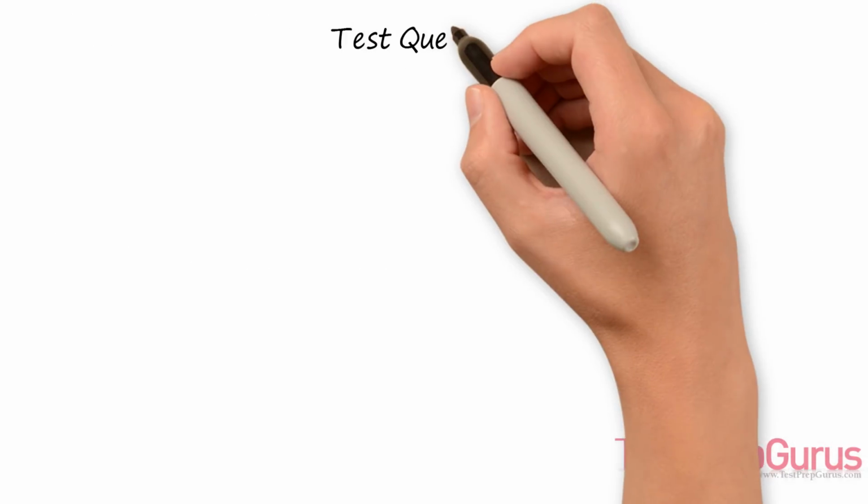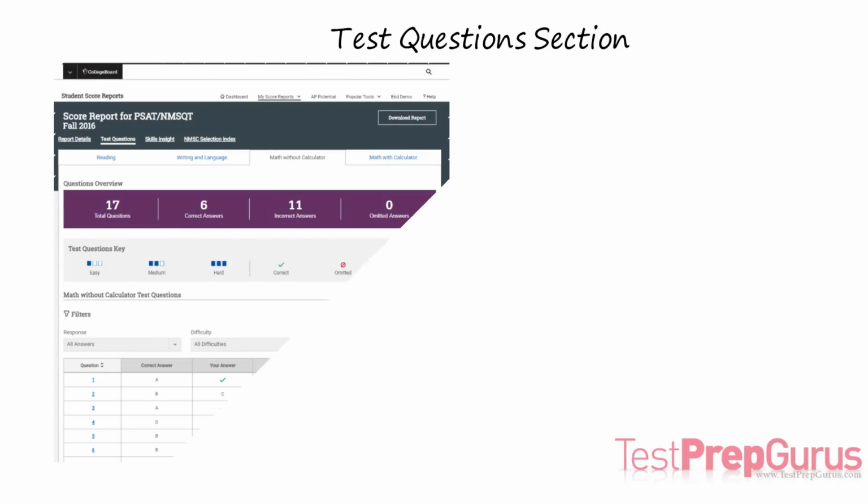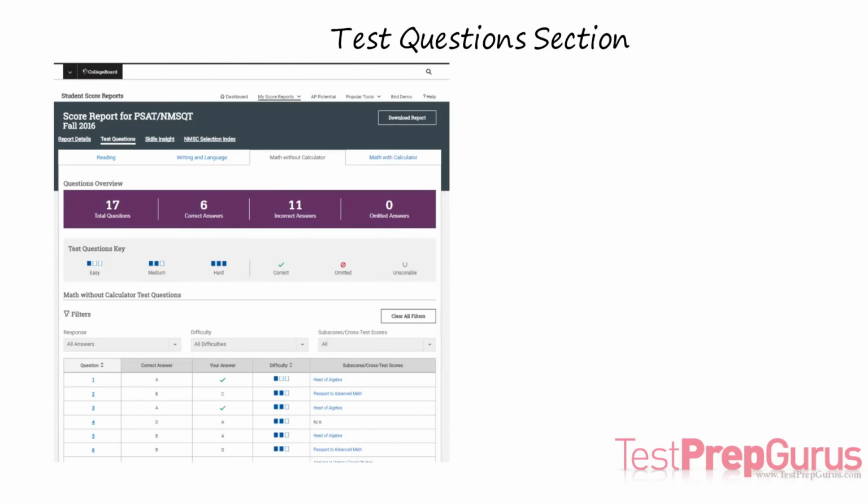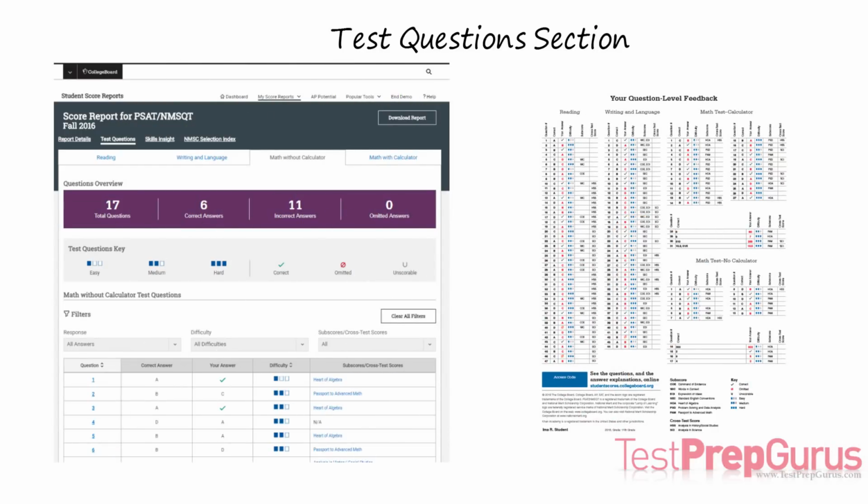Please note that you can only access the test question explanations if you access your report online. The paper version simply directs you to log in online. Every student should log in online to review the questions they missed.